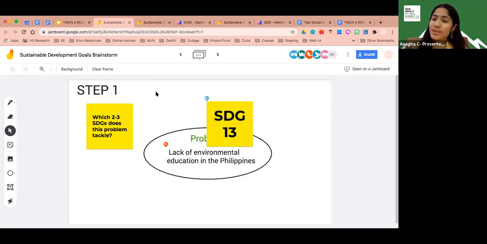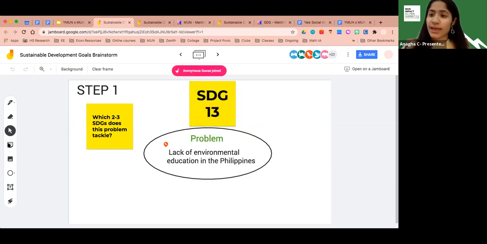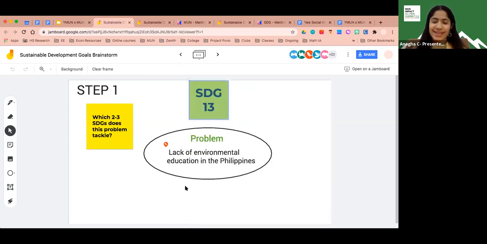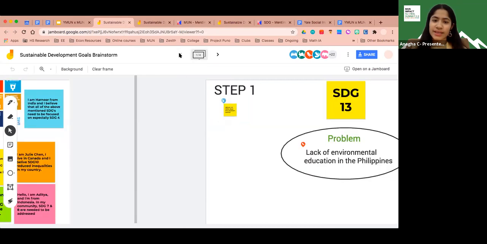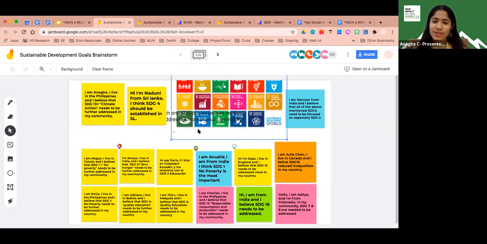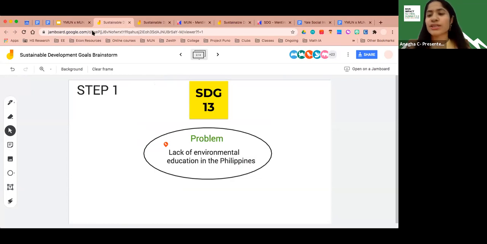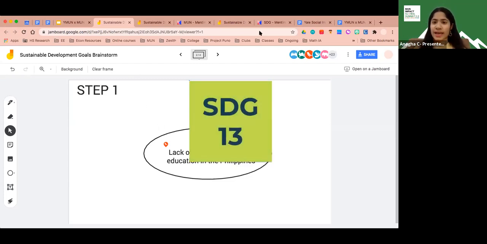So what I want everyone to do, and someone's already started, is take a post-it note from the left side and think about which SDG this problem tackles. There can be more than one, like 2 to 3. Just click on the post-it note and answer which SDG you think this problem relates to. You can go back to page 1 on the left side to look at the different SDGs. Just make sure your post-it note is a good size and not distracting. So once again, the question is, which SDG do you think this problem is tackling?